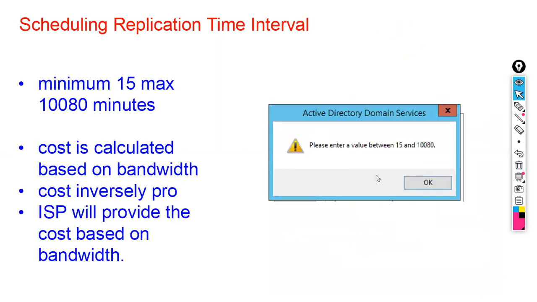I will show you. The minimum is 15 minutes. The maximum is 10,080 minutes. And it has one more option called cost. The cost is calculated based on bandwidth, and we have already covered this point in CCNA. So what is this cost? Cost is calculated based on the bandwidth. If you have more bandwidth, the cost will be less. If you have less bandwidth, the cost will be more.